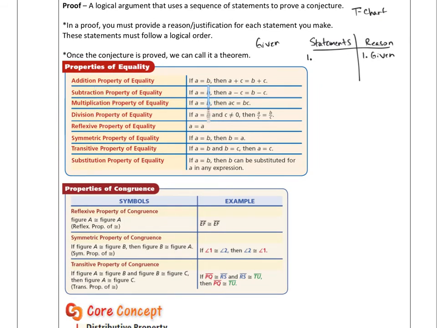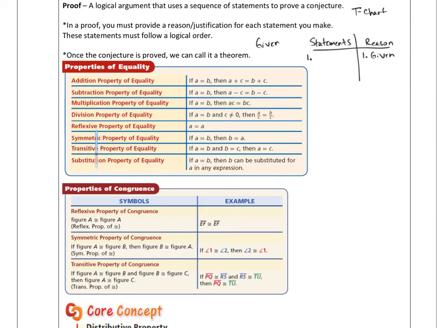Addition property of equality. This is the one that tells me if I add something to one side, I have to add the same thing to the other. Subtraction. If I subtract something from one side, subtract from the other. Multiplication. If I multiply one side by something, in this case C, I have to multiply the other side by the same exact thing, C. Division. If I divide by C, assuming C doesn't equal 0.